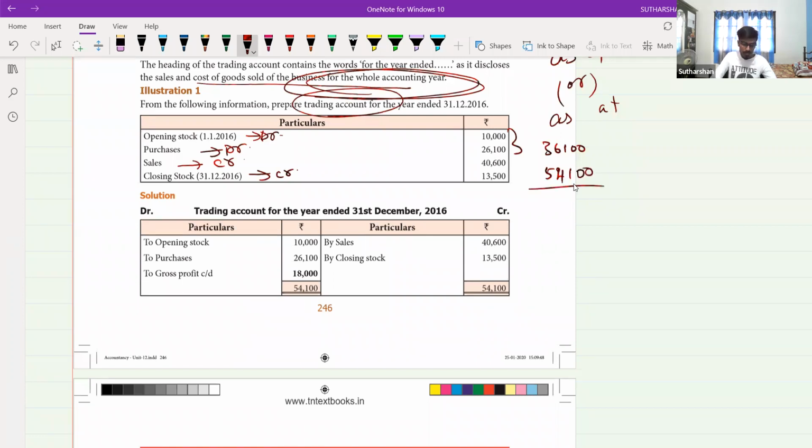How much will you get? 3600, 54,100. You are getting 18,000. This 18,000 is nothing but your gross profit. You can do it in an accounting format also.